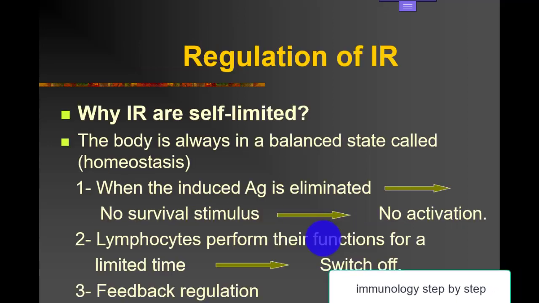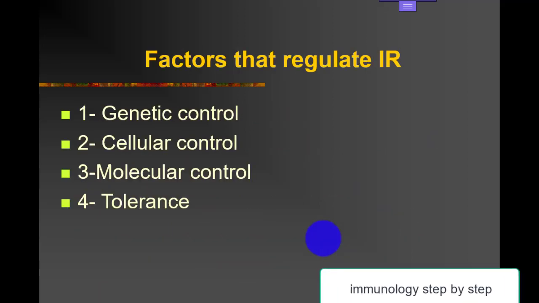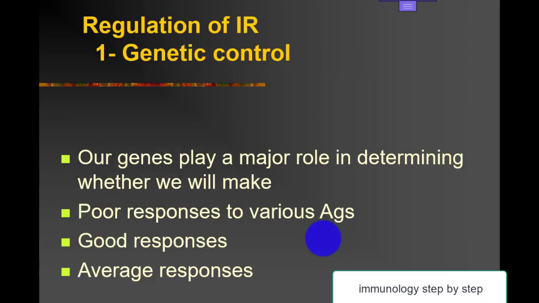Why are immune responses self-limited? The body is always in a balanced state called homeostasis. When the inducing antigen is eliminated, there is no survival stimulus, no activation. Lymphocytes perform their function for a limited time, then switch off, feedback regulation. Factors that regulate immune response: genetic control, cellular control, molecular control, tolerance.